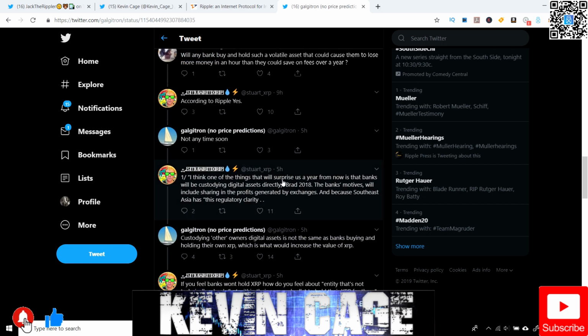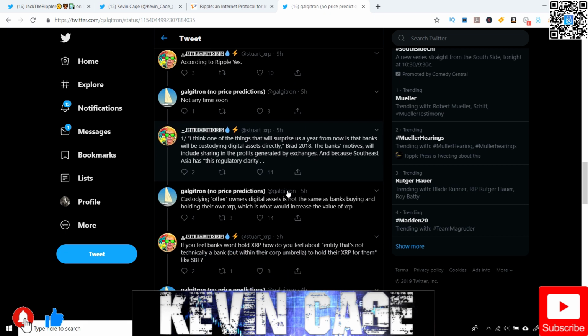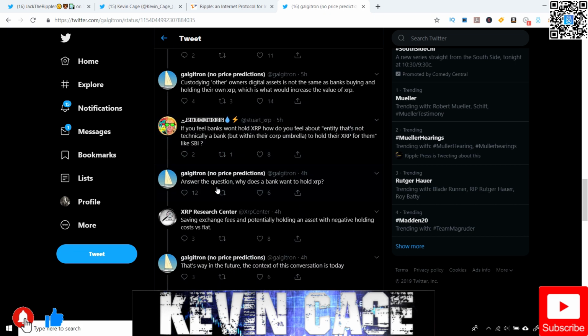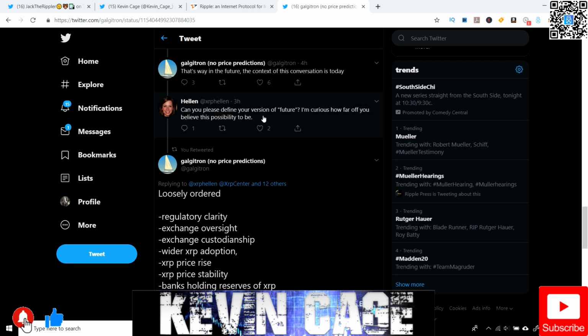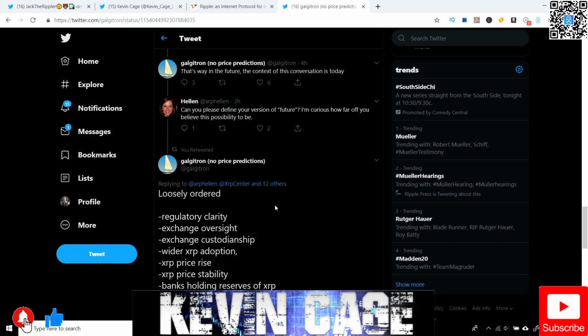And again, Stuart quotes Brad Garlinghouse about banks that will be custodying digital assets. And then let's see here. There was another point I wanted to make. Yep, so basically the version of the future, and then Galgatron's 2 cents right here.